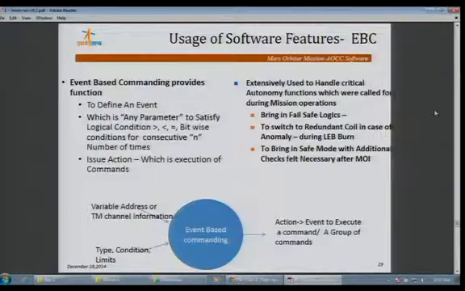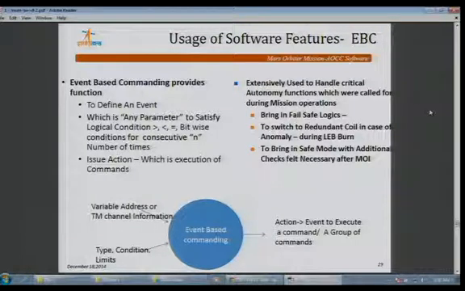Next slide, please. Another very important aspect, which I will also call a programmable autonomy feature, is the event-based commanding feature, which is extensively used in our autonomous features, and which I am going to explain. The event-based commanding feature provides a function where one event can be defined, which can be any parameter or any software variable, checked for a logical condition like greater than, less than, equal to, or bitwise conditions.